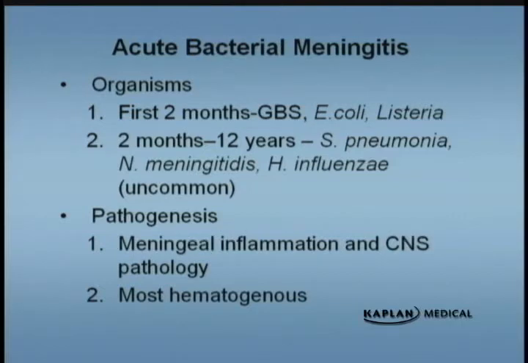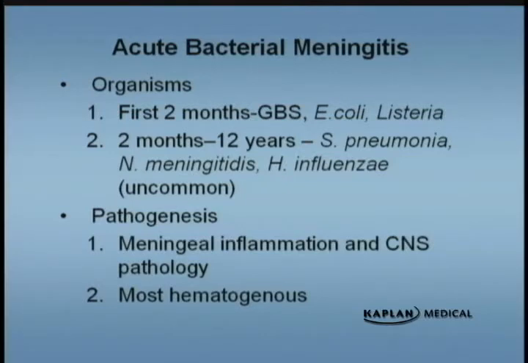So in the first 2 months of age, always think of group B strep, E. coli, and listeria. After 2 months of age, think of strep pneumonia. Even though we are now immunizing children, still think of strep pneumonia as a common cause of meningitis. Neisseria meningitidis is a common cause in any age group, and typically it's not the most common cause in any age group, but it's common in all age groups.